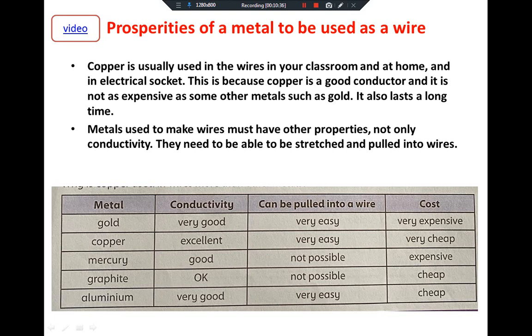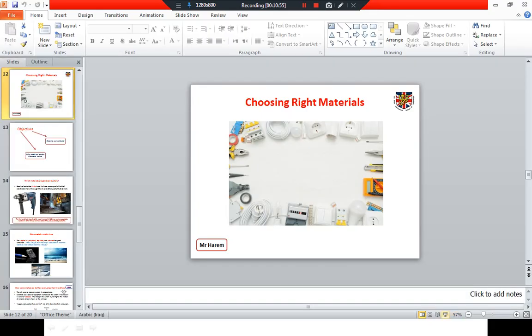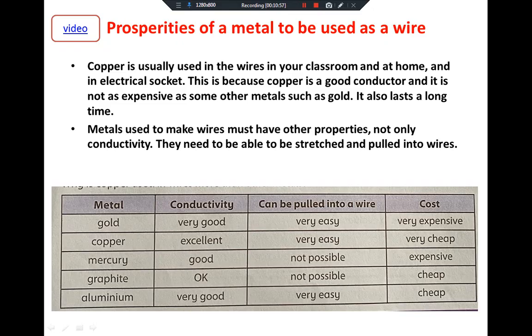We have copper. That's excellent conductivity, it can be pulled very easily, and it's very cheap. Therefore most of the wires, the metal inside them, are made of copper. But for instance, we have mercury in here. Mercury cannot be stretched. It's a good conductor, but it cannot be stretched, and it also is very expensive. Therefore, we don't use mercury.